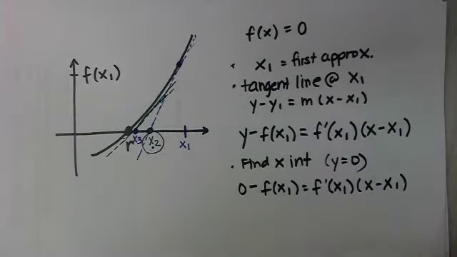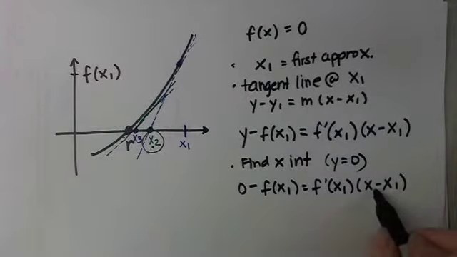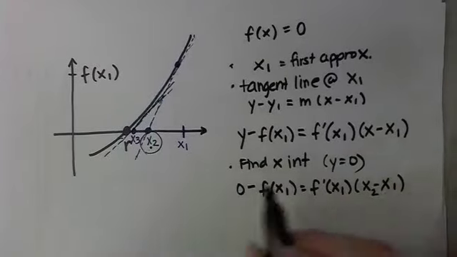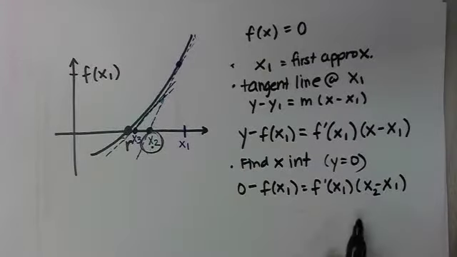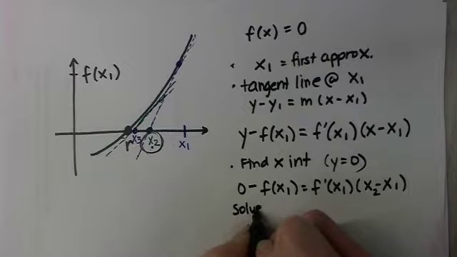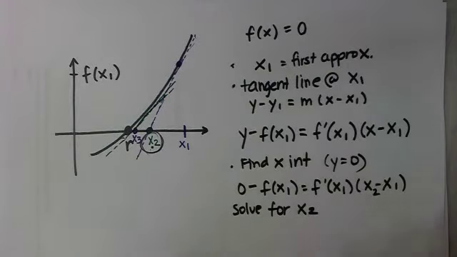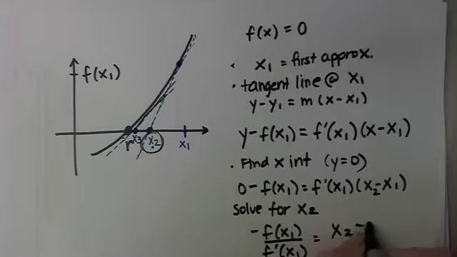All right. And then when you plug in 0 for the y, the new x value here is going to be this x2 that we're looking for. So if you now solve this for x2, and you don't have to go through this step, I'm just showing you where the formula comes from. Let's go ahead and just divide both sides by the derivative. So we get negative f of x1 divided by f prime of x1 equals x2 minus x1. Add x1 over to the other side.